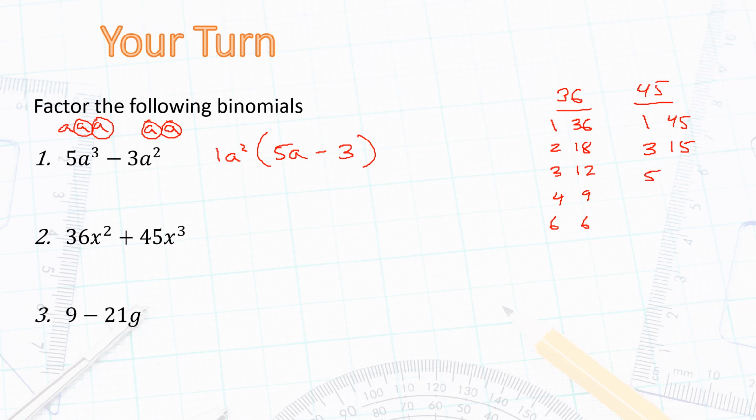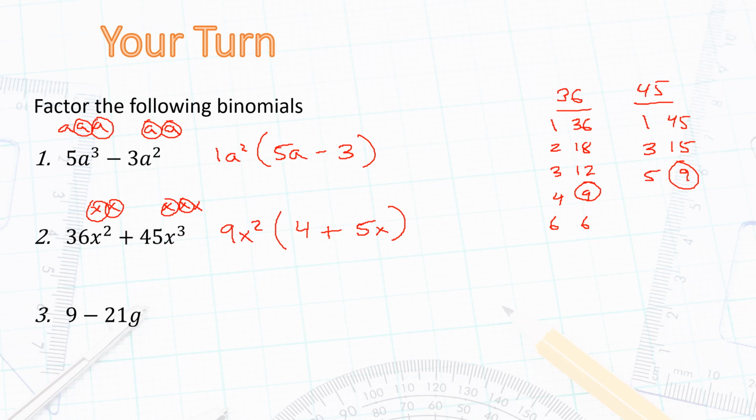So we got 5 and 9. And that's it. So 9 appears in both lists. 9 is my greatest common factor for the numbers. And then I got x squared and x cubed. There are 2 x's that I can match in both terms. So I'm going to have 9x squared. What's left over? 9x squared times blank is 36x squared. I need a 4. So 9 times 4 is 36. And I don't need anything else because there's already x squared accounted for. Plus 9 times what is 45? That would be 5. And x squared times what is x cubed? I need another x. So there's my factored form.